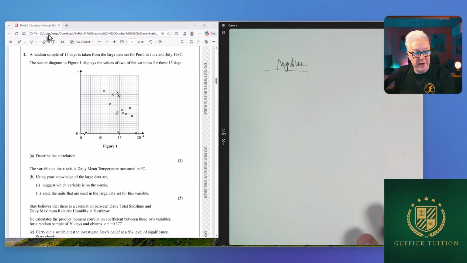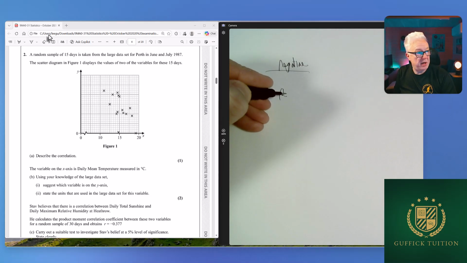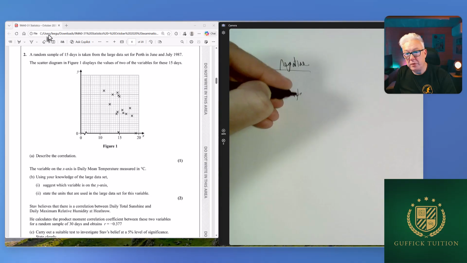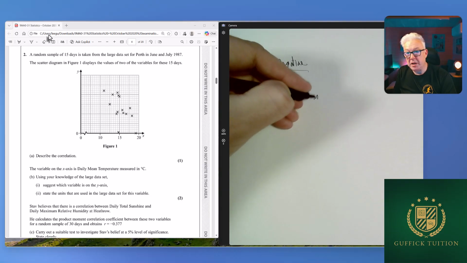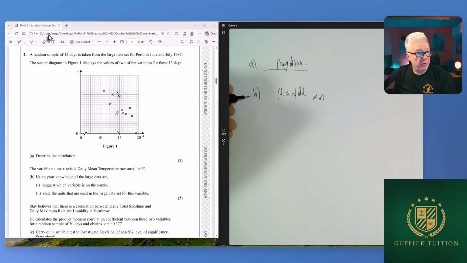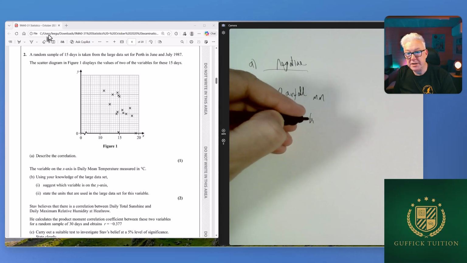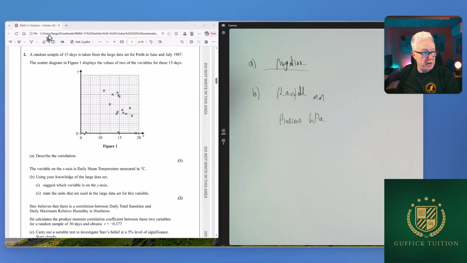Now, the variable on the x-axis is the daily mean temperature. Using your knowledge of the large data set, suggest which variable is on the y-axis. So there's a few options we could have. We could have perhaps rainfall. Rainfall could be one. That would be in millimeters. This is, by the way, part A. This is part B. Rainfall, or we could have pressure. And remember, pressure is in hectopascals. Or millibars, we could say.